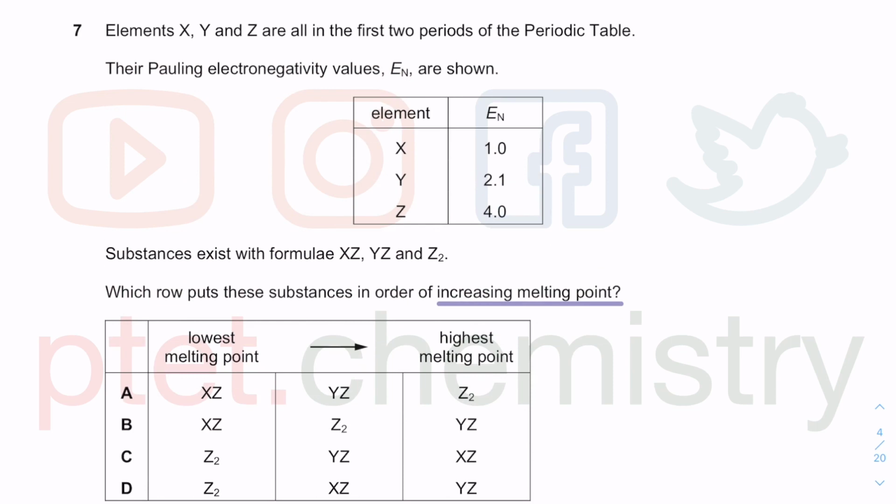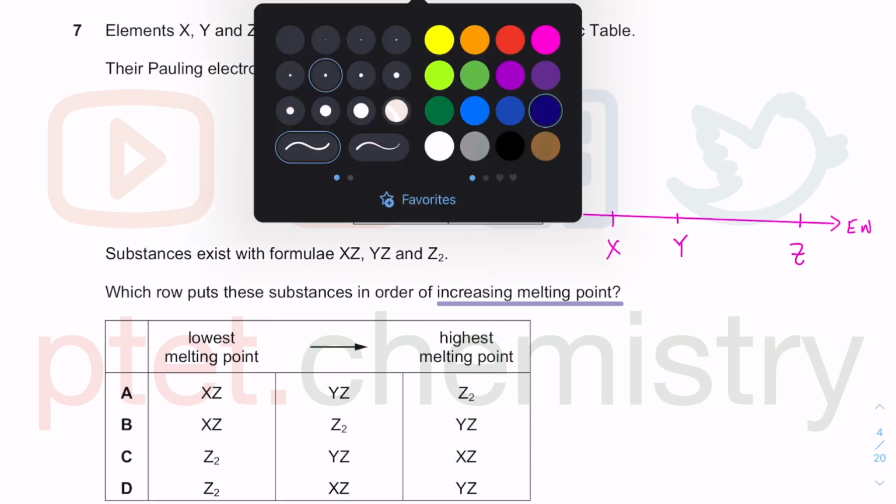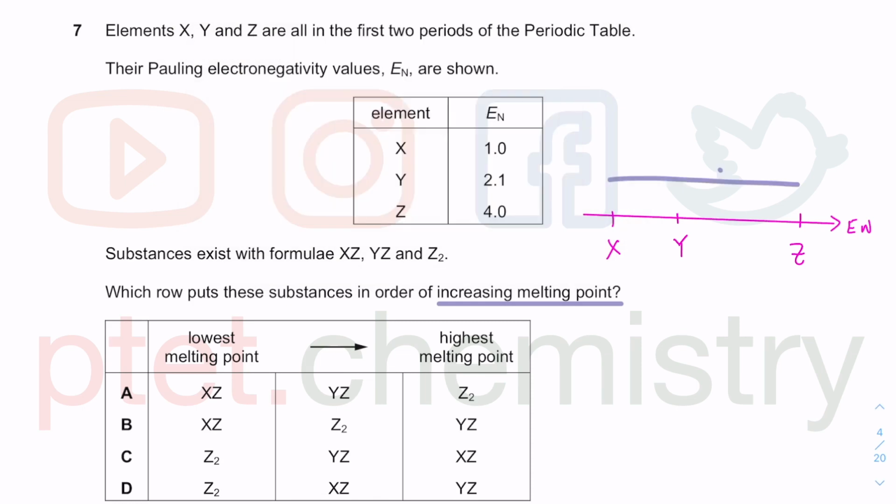If you look at the difference in electronegativity, if I put it on a scale here, let's say I have Z here, so this is the highest, and then I have Y, and then I have X. So the largest difference in electronegativity is going to be between X and Z. And then you have X and Y, which is the second largest. When you have things like Z and Z, this is going to be a very electronegative element, the most electronegative out of the three.